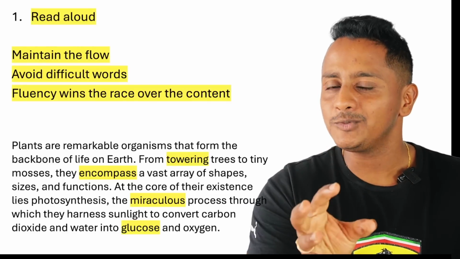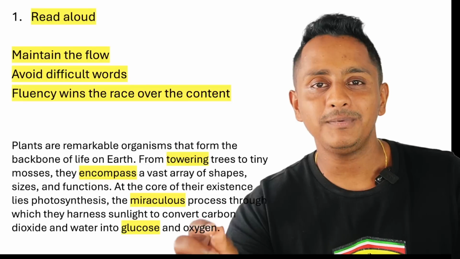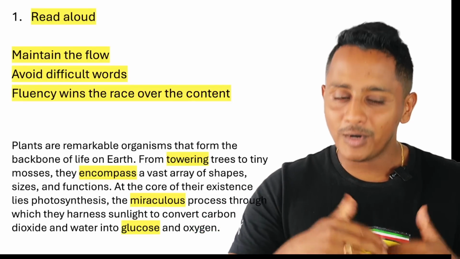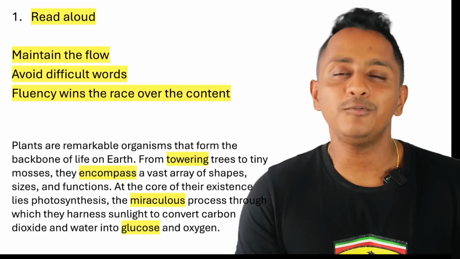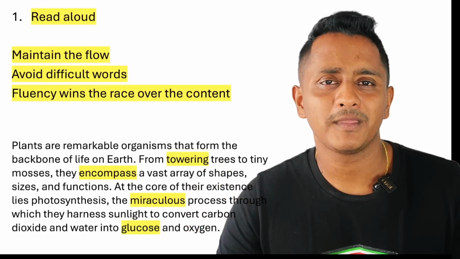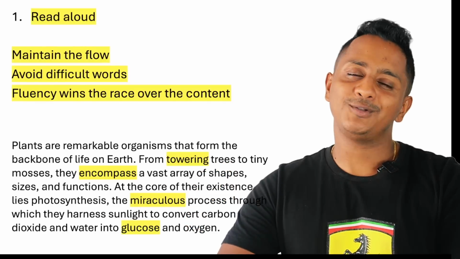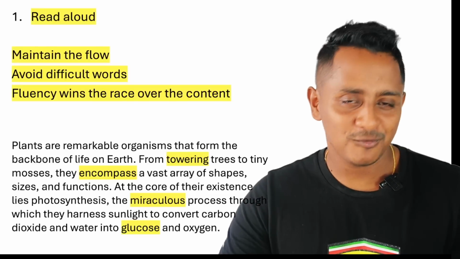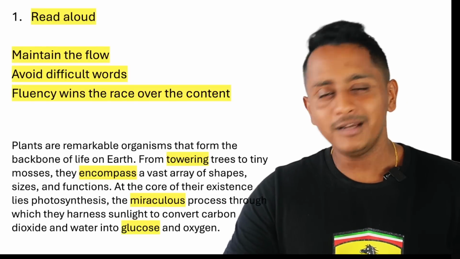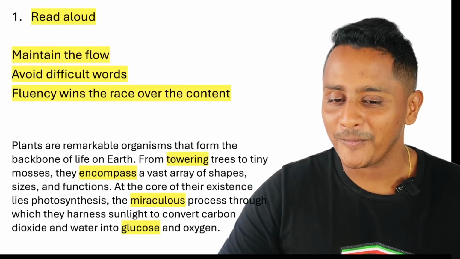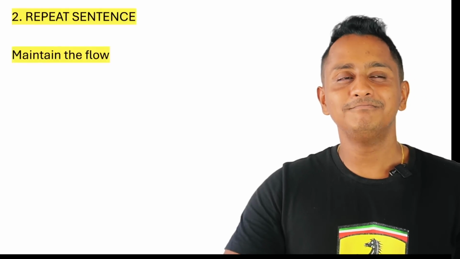This is one of the easiest ways. Because the problem happens when there are difficult words. But what I'm telling you, difficult words, 2, 3 words, 3, 4 words, you skip. And maintain the flow, you should be able to get it. That's how I did, that's how so many of my students have done. They have got it, I have got it, you also have to get a good score. Let's quickly move on to repeat sentence.